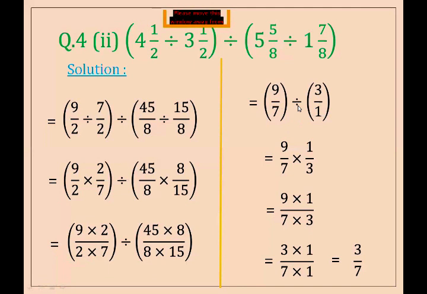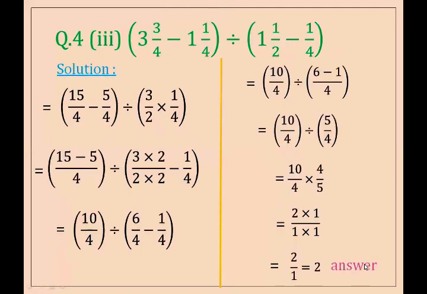Again, in the same step, I converted this division sign into a multiply sign. So here I write the multiplicative inverse of 3 upon 1, which is 1 upon 3. Okay, solve these fractions. We multiply the numerators with each other and the denominators with each other. So here we have 9 multiplied by 1 and 7 multiplied by 3. Okay, here we have the cancellation. 3 ones are 3 and 3 threes are 9. 3 multiplied by 1 and 7 multiplied by 1. So the final answer is 3 upon 7 here.